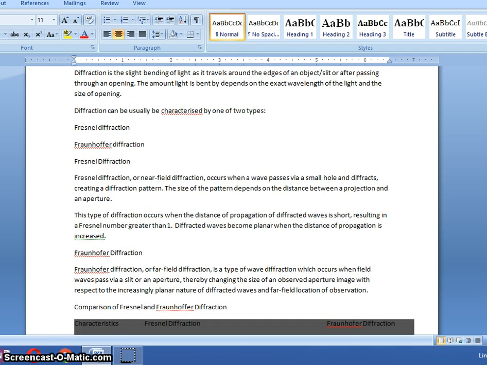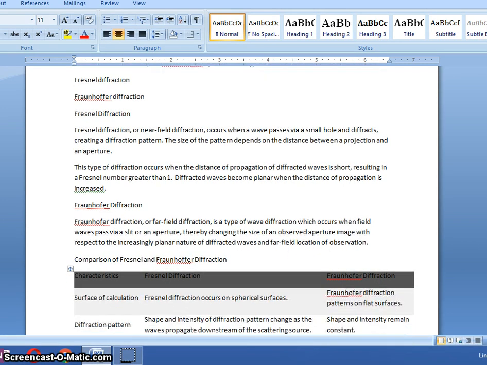Fraunhofer diffraction, or far-field diffraction, is a type of wave diffraction which occurs when field waves pass via a slit or an aperture, thereby changing the size of an observed aperture image with respect to the increasingly plane nature of diffracted waves and far-field location of observation.